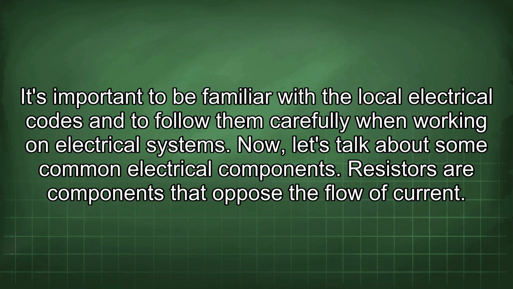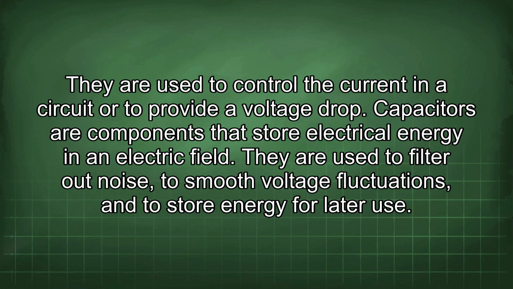Now let's talk about some common electrical components. Resistors are components that oppose the flow of current. They are used to control the current in a circuit or to provide a voltage drop. Capacitors are components that store electrical energy in an electric field. They are used to filter out noise, to smooth voltage fluctuations, and to store energy for later use.